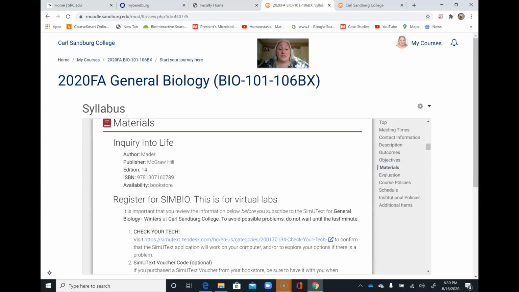Then I have what materials you need. So the initial material is the Inquiry into Life textbook by Mader, and it's published by McGraw-Hill. So your school, Carl Sandburg College, has made a textbook that only has the chapters that we go over. That's what they sell in the bookstore. I have had students ask, they can't find it on Amazon. That's because this is not sold anywhere but at the bookstore. If you want to purchase the full textbook, which has multiple other chapters, you can find those on Amazon.